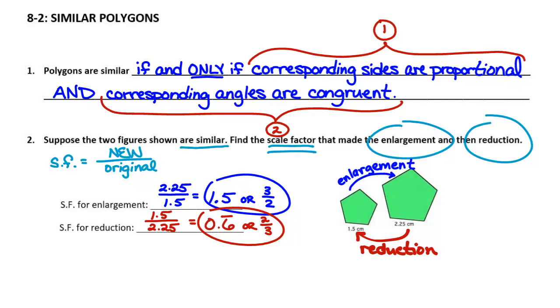One more thing I want to touch on with you guys before we actually start answering some questions, and that is how to read a similarity statement. Do you guys remember when we had our triangle congruent statements? You had like triangle ABC is congruent to triangle DEF. And those congruent statements are telling you a lot of information. They're telling you which angles are congruent to which other angles. It's telling you which sides are congruent to which other sides.